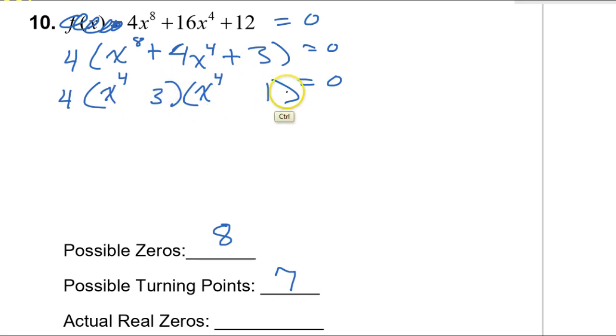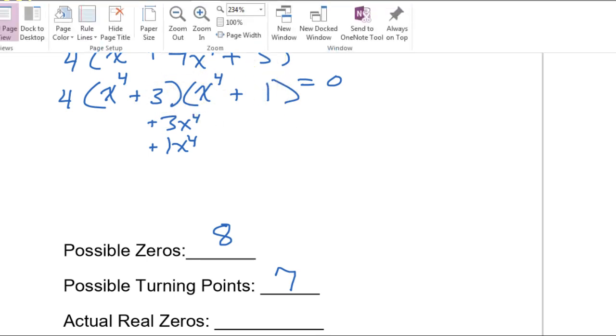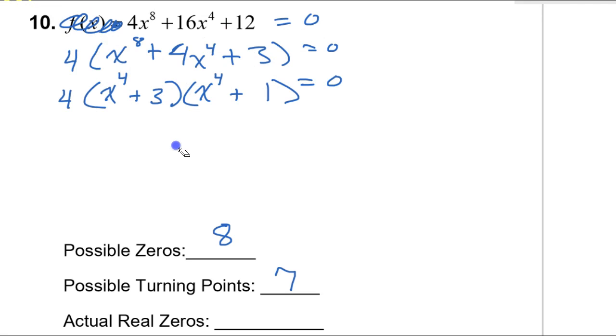Now, inner plus outer must equal middle. So inner, I have 3x to the 4th power. Outer, I have 1x to the 4th power. So if I just let them remain positive, that will give me 4x to the 4th power. So that's what I'll do. I'll let them remain positive. Positive 3 times positive 1 is positive 3. So that means this is the correct factorization.